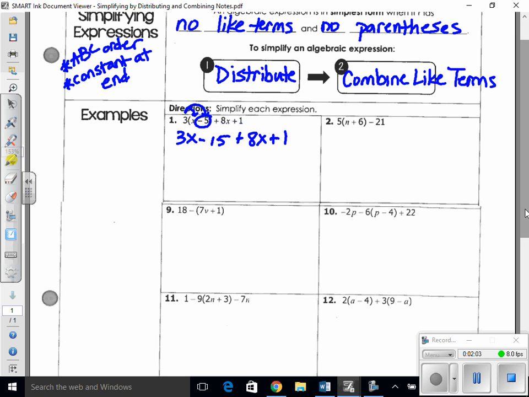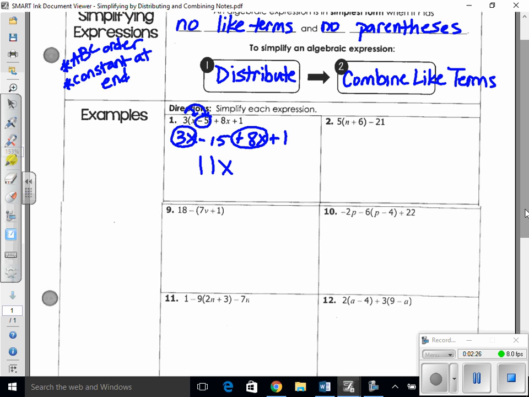And this is where you need to identify the family members, or the terms that have the same variable or no variable at all, and put them together. That's what makes it simpler. So in this problem, I can combine the 3x and the plus 8x. Remember that the sign in front of the number tells you what operation you're doing. So at this point, I'm adding 3 plus 8, and that gives me 11x.